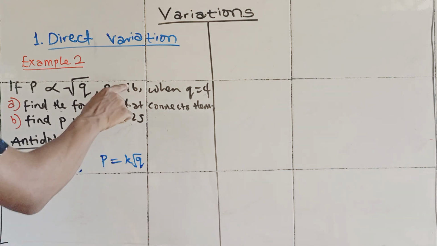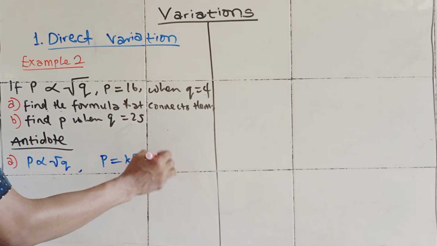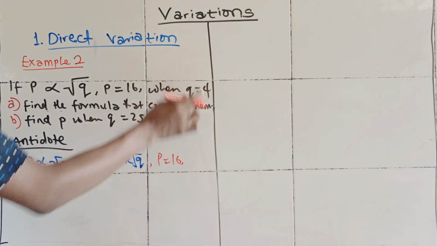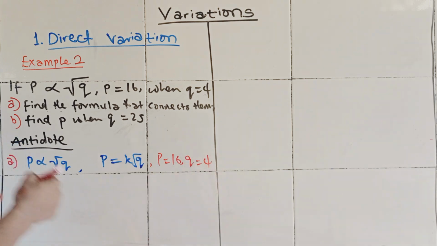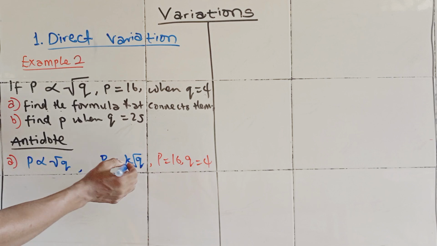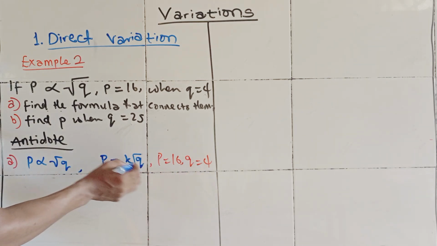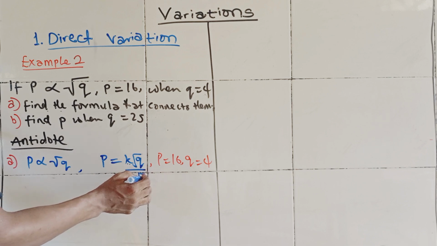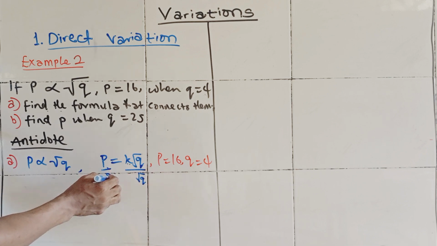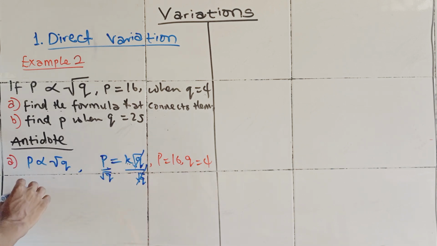So let us solve from the arithmetic we have here. What is P? P is 16. Q is what? 4. Good job. Now, fix 16 and 4 into this formula, and let's find K. To find K, we have to make K the subject of the formula. And to do that, we have to divide both sides by root Q. So root Q cancels root Q, we have K. So K will be equal to P over root Q.